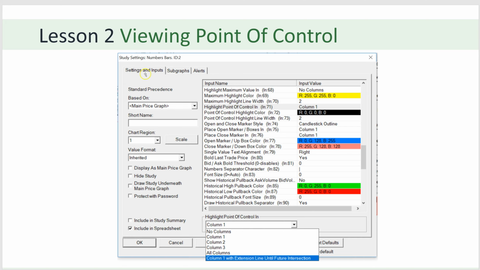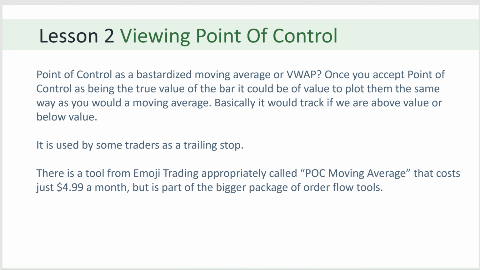So on the settings for the numbers bars, it's under this point of control. What you do is it's this one up here, highlight point of control, in line number 71. This is one of the drawbacks, I think, of Sierra Chart: it takes a while getting used to all the different settings that you can play around with. But it's this one, column 1 with extension line until further intersection. If you just have column 1, it's just the rectangle around the box.